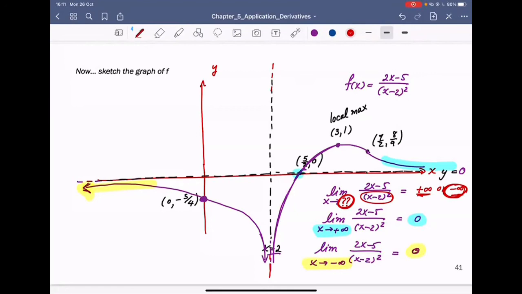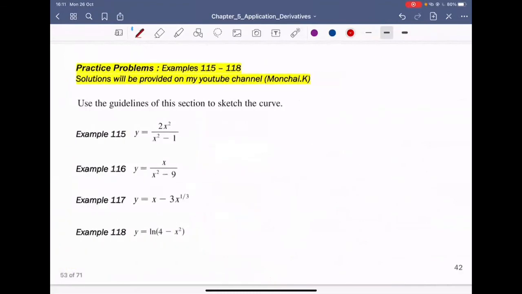Sketching graphs is the one that you need to practice for sure. Everyone, for sure. Here, this is going to be your practice: Examples 115, 116, 117, 118, and also your homework. There's going to be one big question, 15 points of your homework, which is half of your homework, asking you to sketch the graph. So you should be able to draw these sketches of graphs. Again, the solution is going to be provided on my channel, so you can go to my channel and look at the solutions of these examples after.